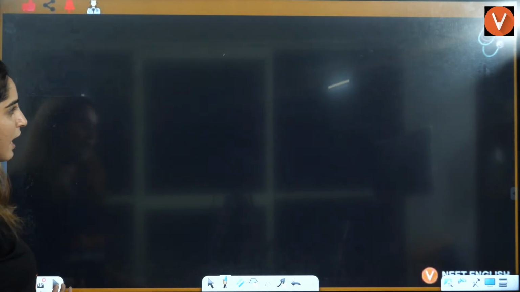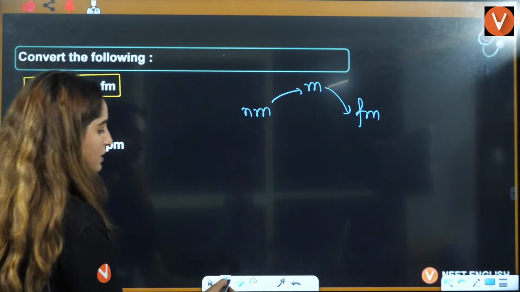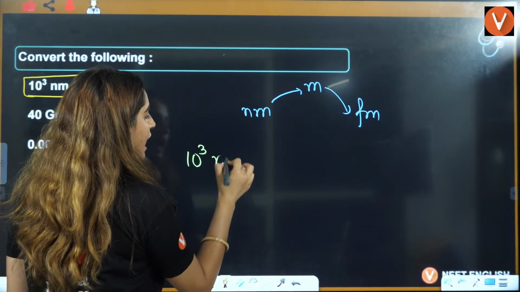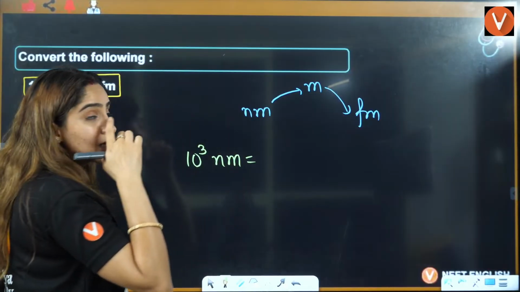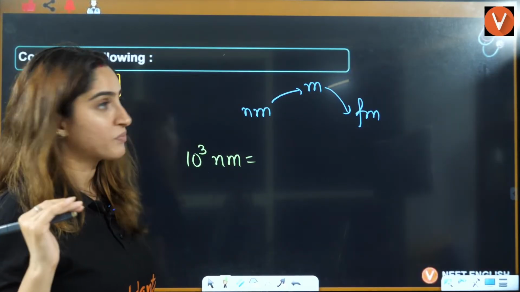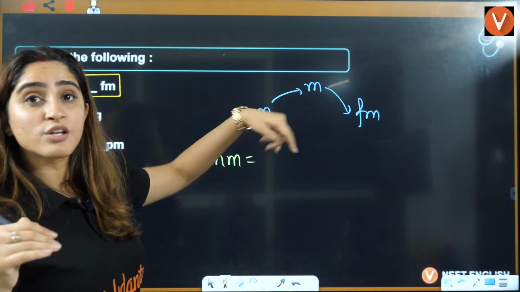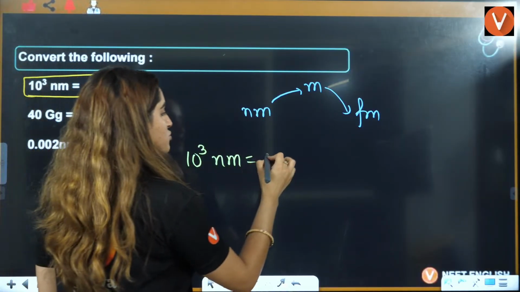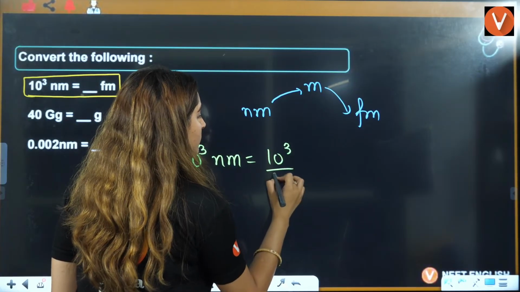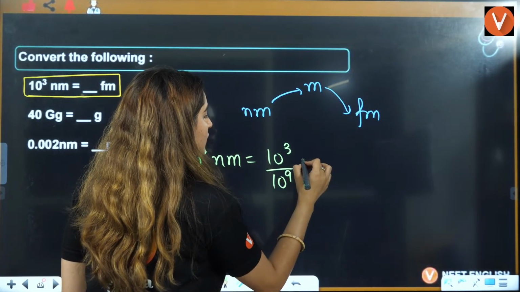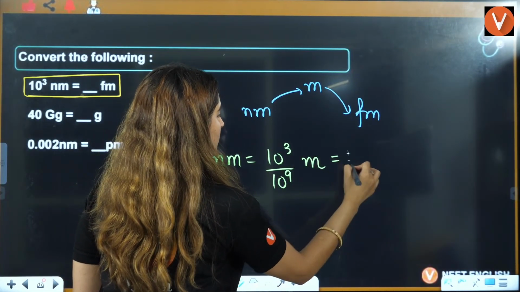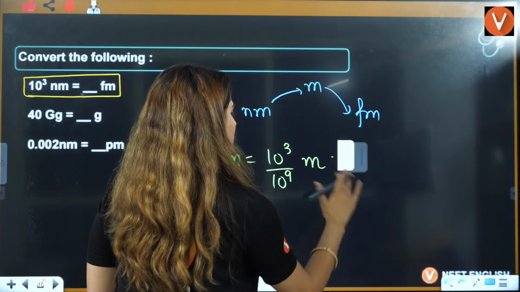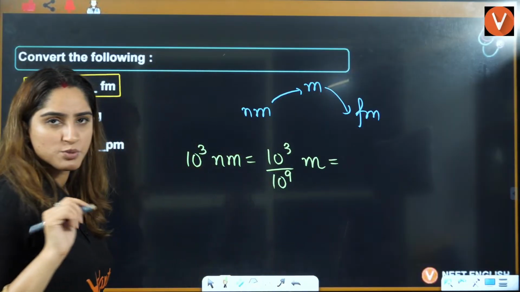So let us see that. Same way we are going to do this. This is 10 raised to power 3 nanometer. Now nano means 10 raised to power 9. Smaller to larger is always divided. So this will be 10 raised to power 3 divided by 10 raised to power 9. This is meter. So it will become 10 raised to power minus 6 meter. Or you can just remember this thing: this will be divided by 10 raised to power 9.